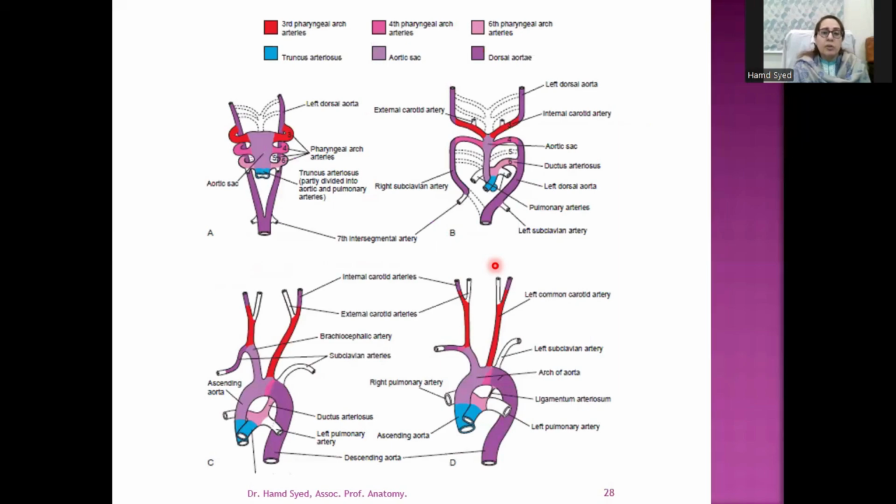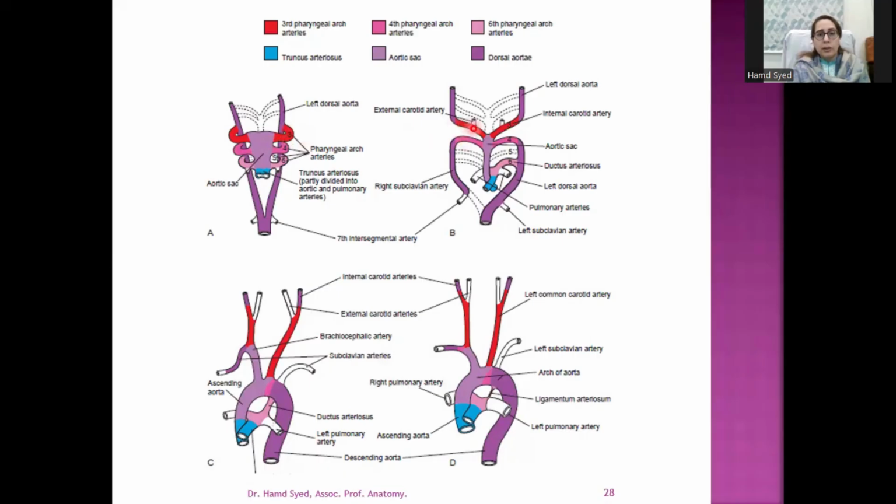These are the diagrams which have been taken from Keith Moore's Embryology. The thing I like about these diagrams is that they are color-coded, and so they can take you through the further development of each arch separately. So if you look at this number 3, which is colored in red, that is the third pharyngeal arch.